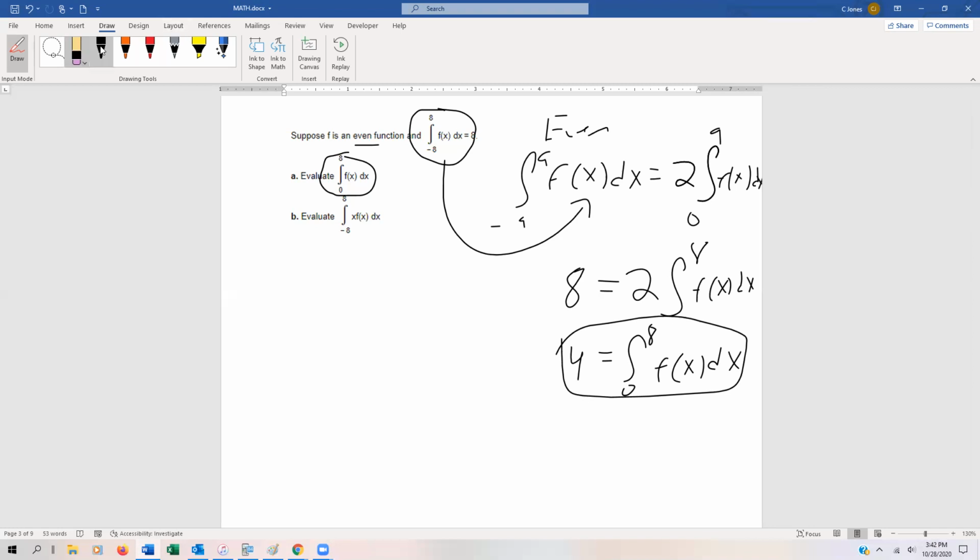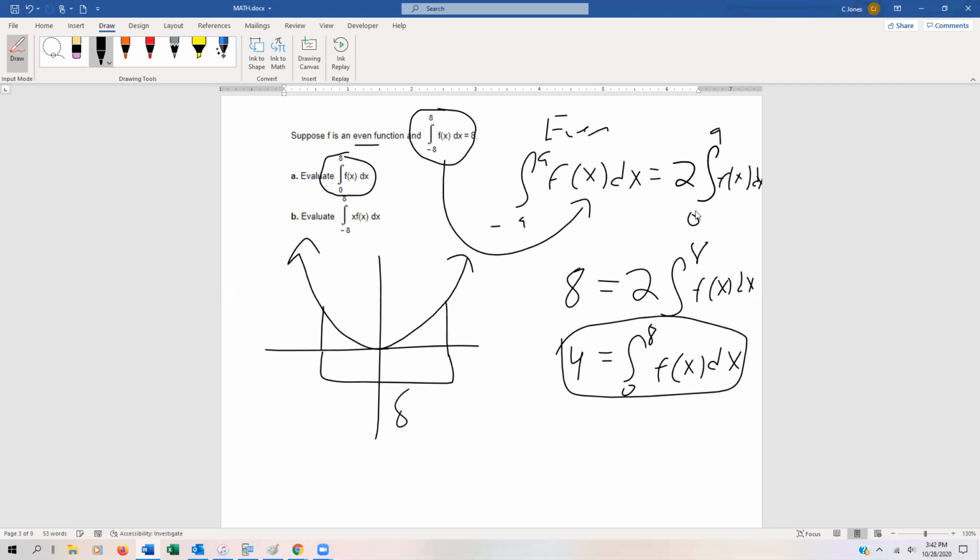If you don't believe it, just graph a function that's even. In fact, let's do that really quickly as a second justification. We know this is an even function, and we know from here to here the total area is 8. So if the total area is 8, this is half of the area, which is 4. That might be a little more tangible for those of you who might not like the algebraic representation.